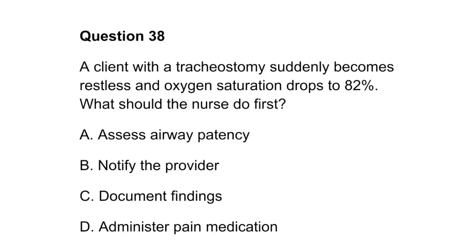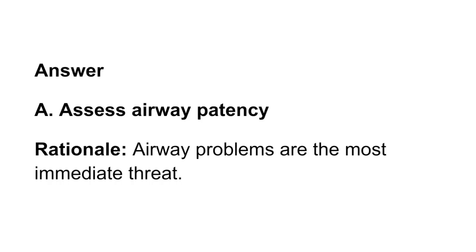Question 38. A client with a tracheostomy suddenly becomes restless and oxygen saturation drops to 82%. What should the nurse do first? A. Assess airway patency. B. Notify the provider. C. Document findings. D. Administer pain medication. Answer: A. Assess airway patency. Rationale: Airway problems are the most immediate threat.